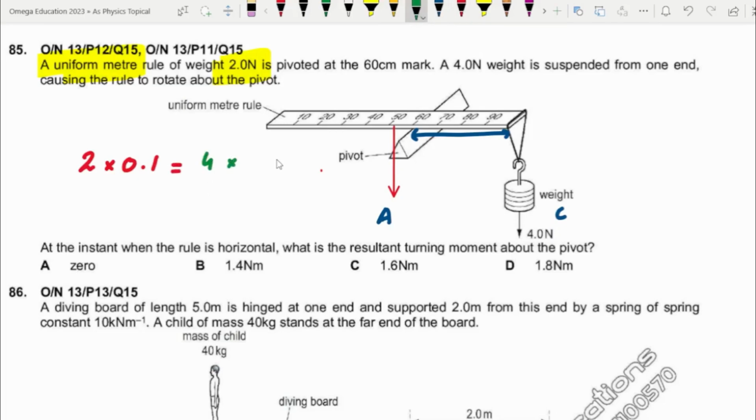And the distance of that force from the pivot is 60 to 100. How much is that? 40 centimeters. And in this one, it would be 0.4 meters in meters. So 2 times 0.1 would be 0.2. And then you have 4 times 0.4 would be 1.6. Then you can subtract the greater value from the smaller value to find the resultant moment.